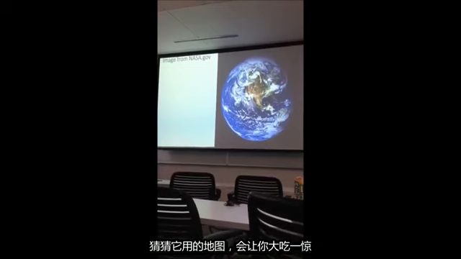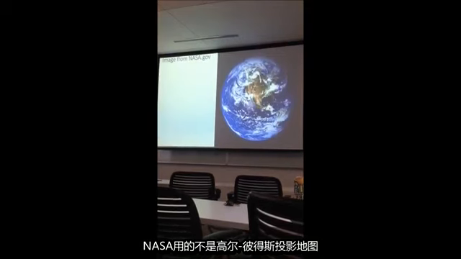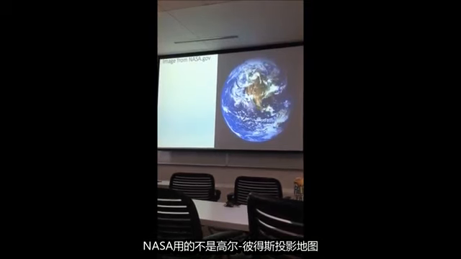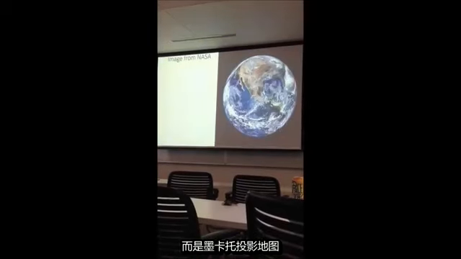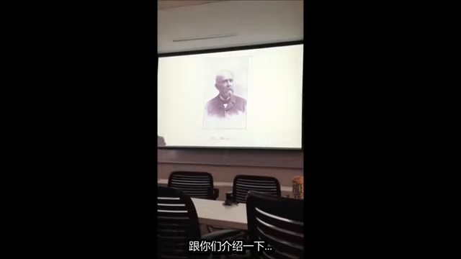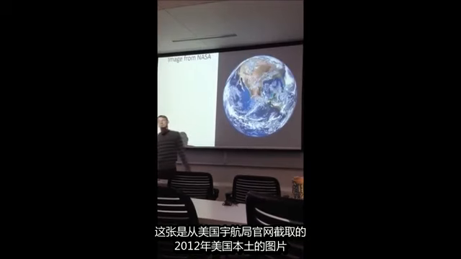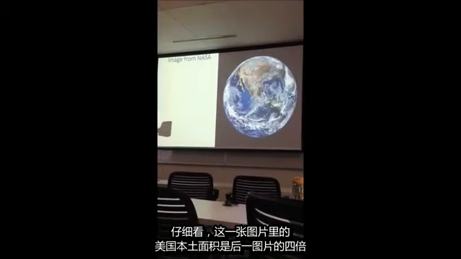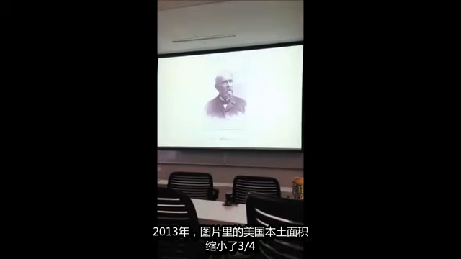Guess what map they used to use? They actually can't even make up their mind. That one tends to be the Gall-Peters projection. That one is the Mercator projection. I forgot to introduce this one. These are real pictures from NASA.gov. This is one from 2012. You see the size comparison of America. See how it grows, like 4 times the size? The next year they shrink it up.